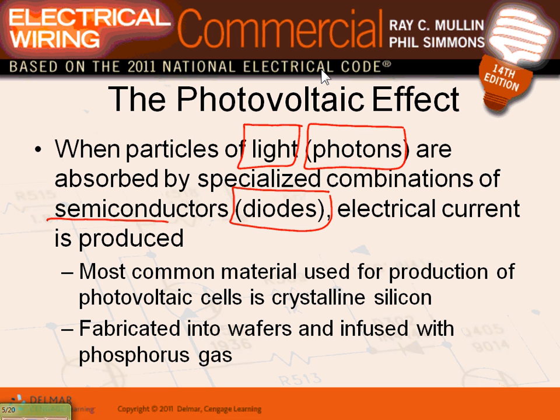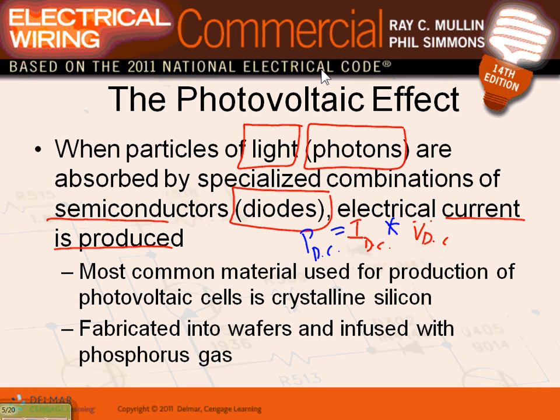Specially designed material, mostly semiconductor diodes. Electrical current will be produced at the DC level. So then you've got yourself an IDC and a VDC. If you take an IDC and a VDC, what do you get out of an IV? You get power. That's exactly what we're after.